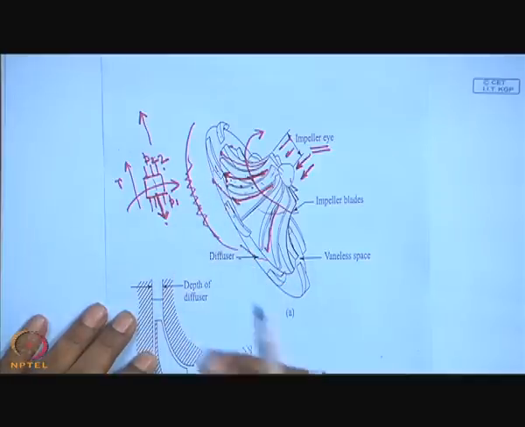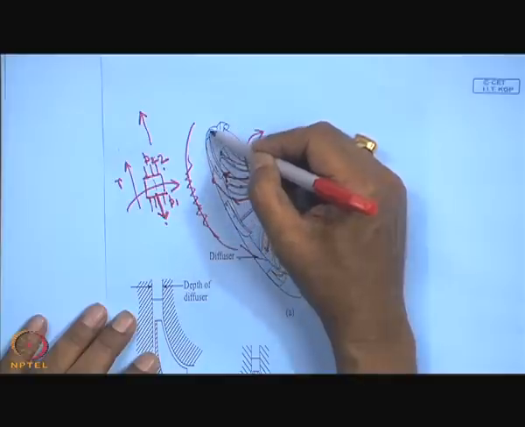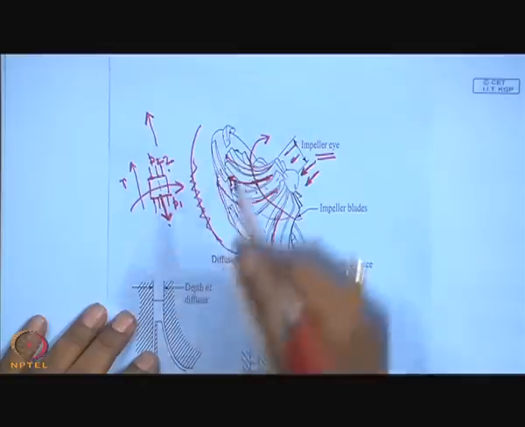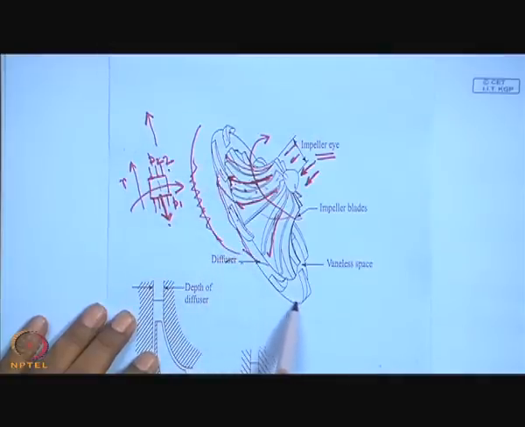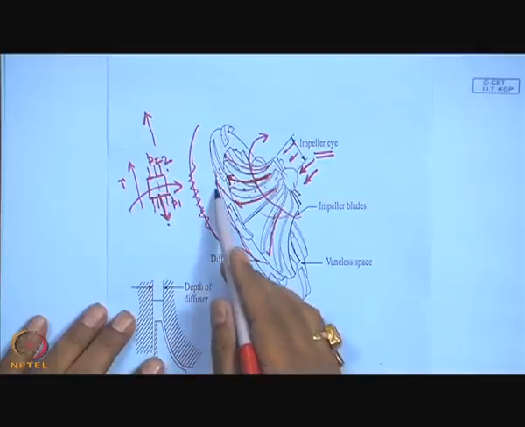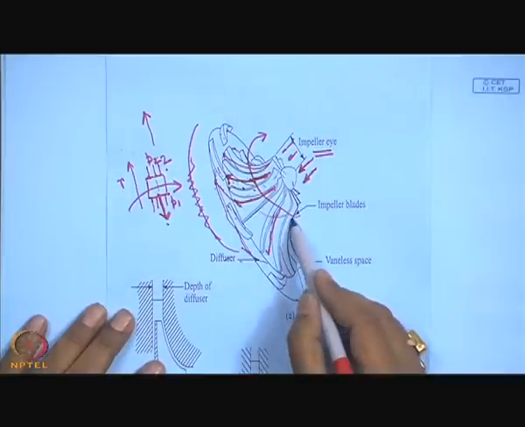So, what happens? Simply the pressure is increased, because an increasing area means, by continuity, the fluid velocity decreases, and in consequence the pressure increases. This is the process by which the fluid is decelerated and its pressure is increased, so that at the final outlet, the final outward periphery of the diffuser, we have air at a very high static pressure, but at a relatively much lower velocity. So, these are the impeller blades, as you see.